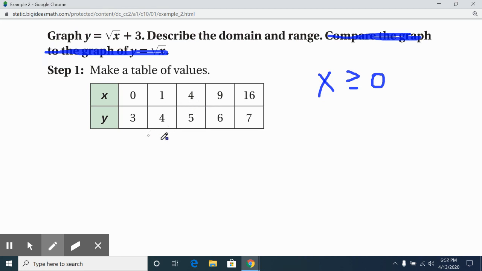All right, so let's look at all these y values real quick so we can determine what our range is. Remember, this is the domain. This is the answer for domain: x is greater than or equal to 0. So the domain is right here.